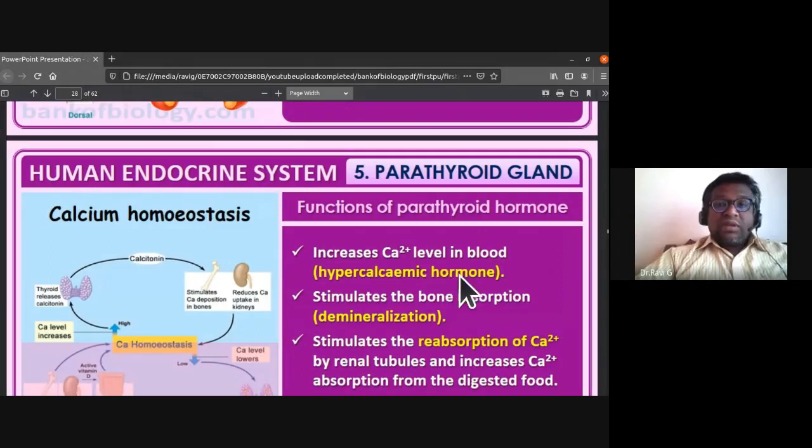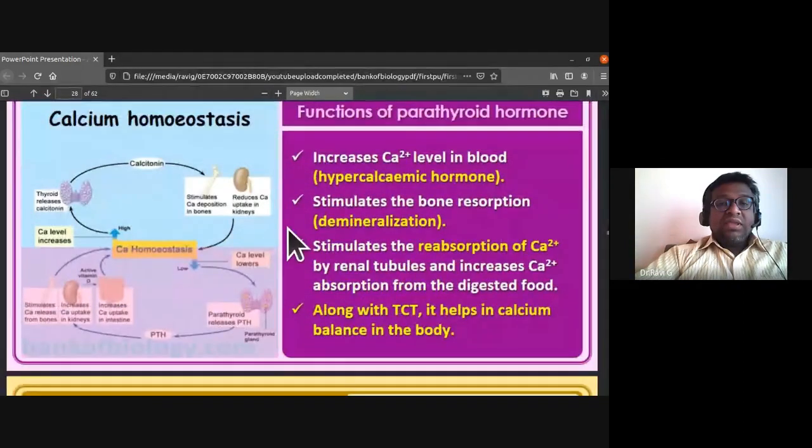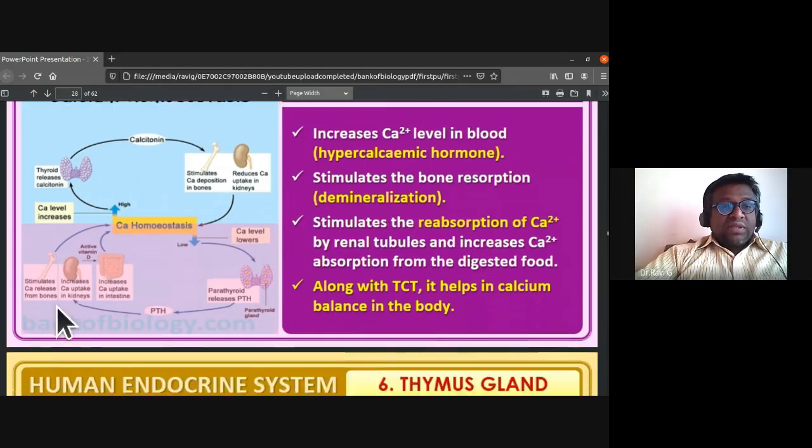Hyper is the hypercalcemic hormone. You can also call it parathyroid hormone. It stimulates bone reabsorption, that is demineralization. It also stimulates the reabsorption of calcium ion by renal tubules in the kidney, and increases calcium ion absorption from food. Along with TCT, it helps in calcium balance in the body. So that is the major role of the parathyroid hormone.